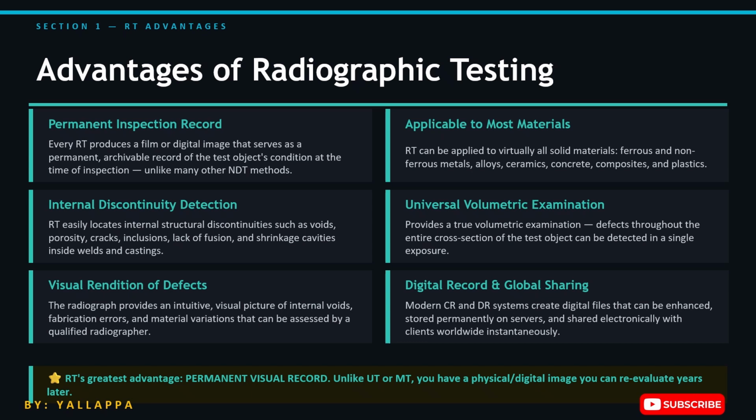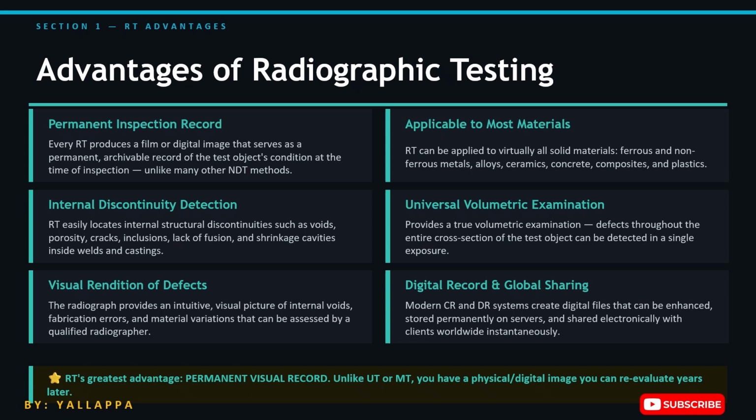Radiography has remained important because it provides several capabilities that are extremely valuable in industrial inspection. The first major advantage is the permanent visual record. With film, you have a physical radiograph. With CR and DR, you have a digital record. That means the image can potentially be reviewed again later, subject of course to the applicable quality, storage, traceability, and digital image requirements. The second advantage is volumetric information.